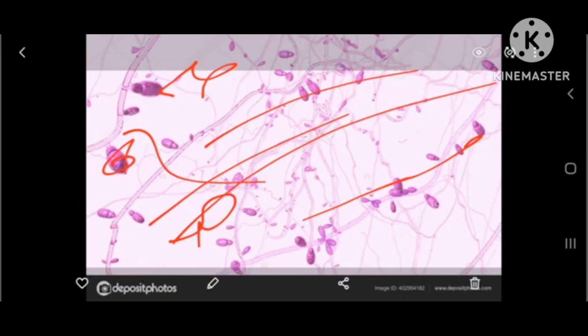So now let me tell you diseases of the skin. There are only two main diseases, the ringworm and the athlete's foot. The ringworm is caused by a fungus, and the athlete's foot is not another disease, but only the same disease, the ringworm that occurs on the foot. Let me show you the images of both.